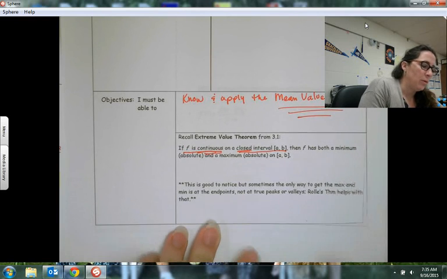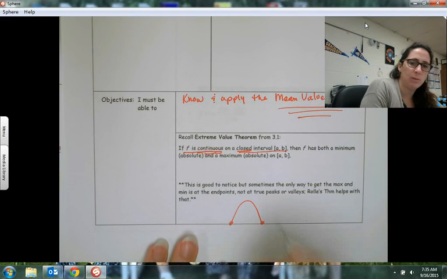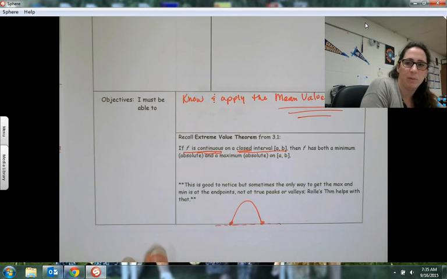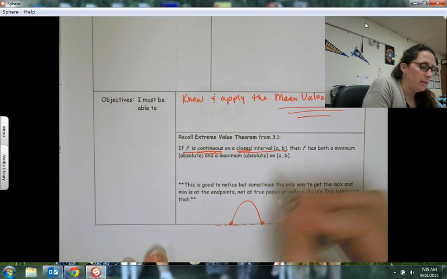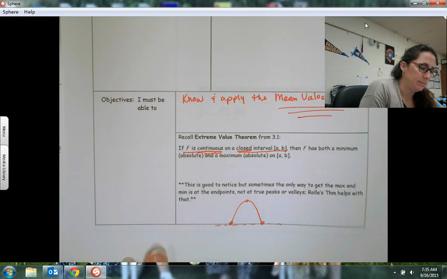Now, when I see something like this, that's going to be more of Rolle's theorem. When I have these two values that are the same output, then I know that I'm always going to have a max and min, but we're going to be talking about that here in a second.